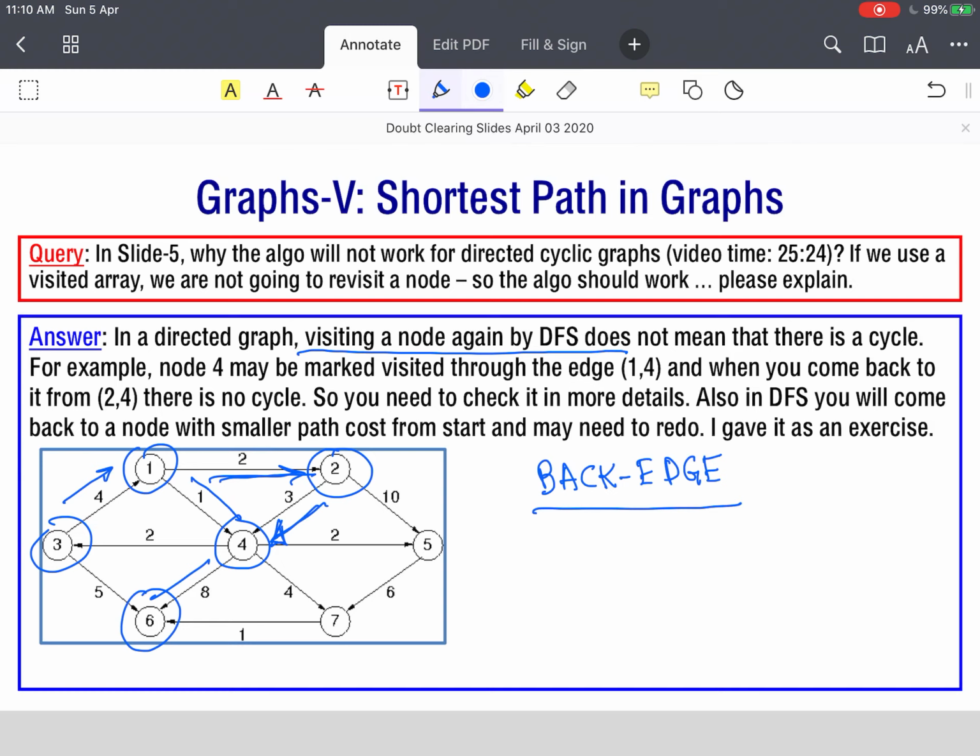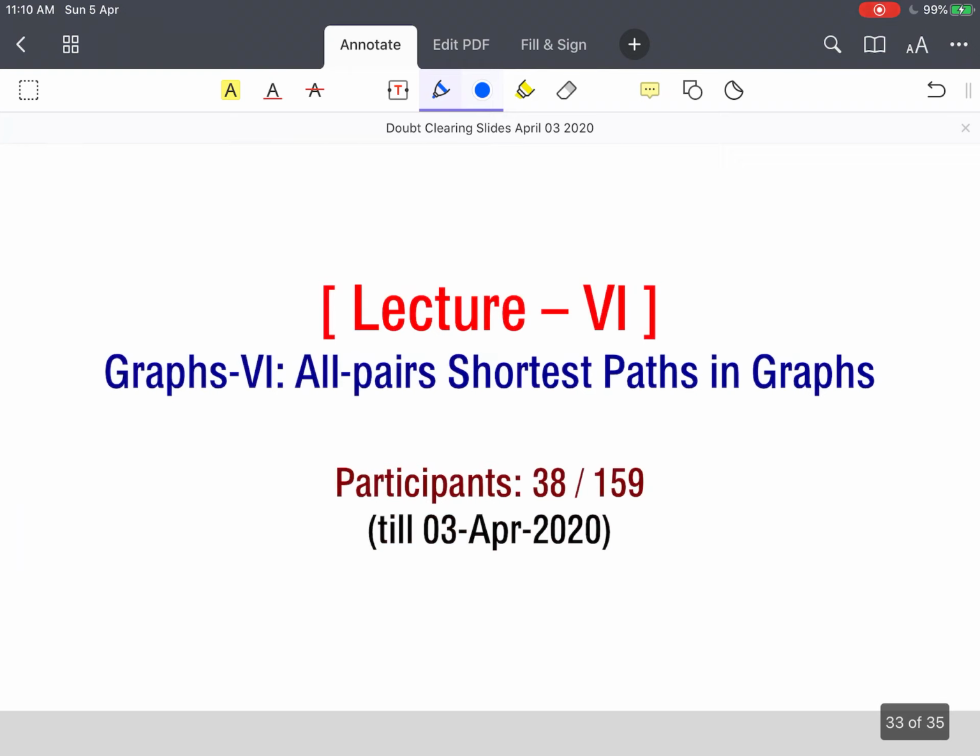This algorithm, if you look at several algorithms for this node, you will see that you will need to backtrack if you use DFS. On the other hand, if you use BFS, you need not backtrack.